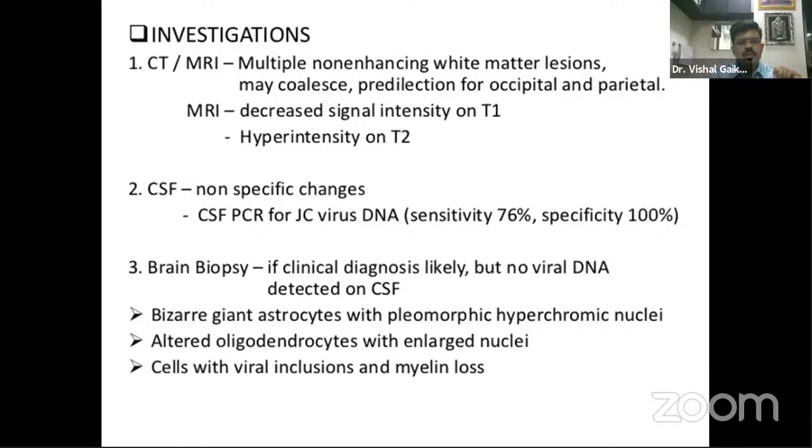CSF-wise, there are no specific changes, except that CSF PCR for JC virus DNA has a high sensitivity of 76%. For brain biopsy, if there is a clinical suspicion of PML but no viral DNA for JC virus, then we can go for brain biopsy.